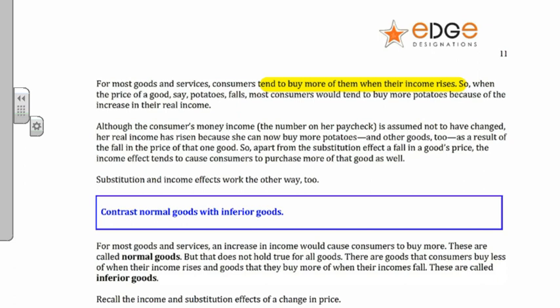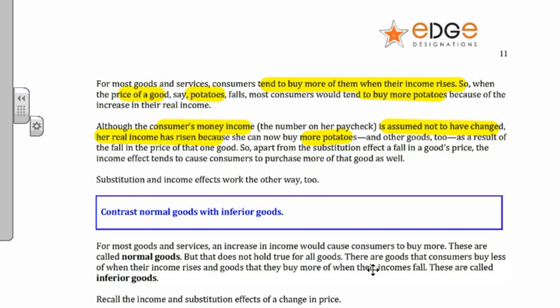For most goods and services, consumers buy more of them as their income rises. So when the price of a good, let's say for example potatoes, falls, we buy more potatoes because I've got more income. Although the consumer's money income, in other words the amount of money that they get in, is assumed not to have changed, real income has risen. Why? Because your actual money, you still had $100. You still earned $100, no change over there. But because the price of something that you normally buy, in our example potatoes, has fallen, you've really got a little bit more real income. Does that make sense?